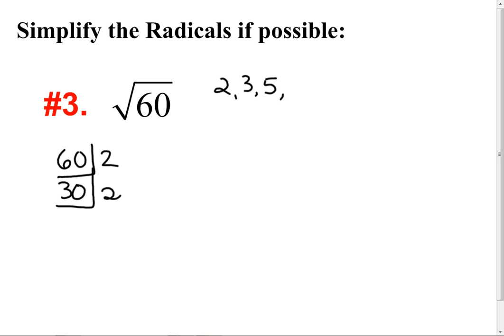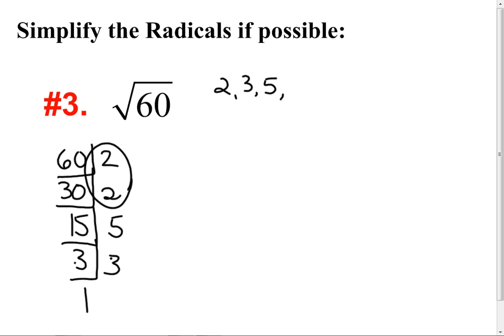15. Okay, 2 is 15. Now 2 is not going to work. 5. 5. 3. 3. Okay, and let's see, 5 goes into 3. 3 goes in once. Okay, so matches. What matches? That goes on the outside. That's what comes out, so that's 2. And what goes on the inside? You multiply those together. 15.